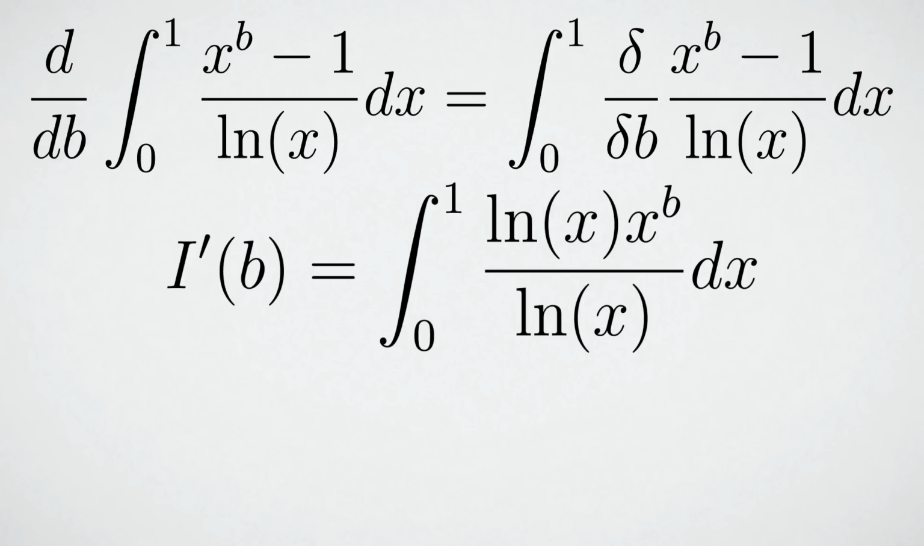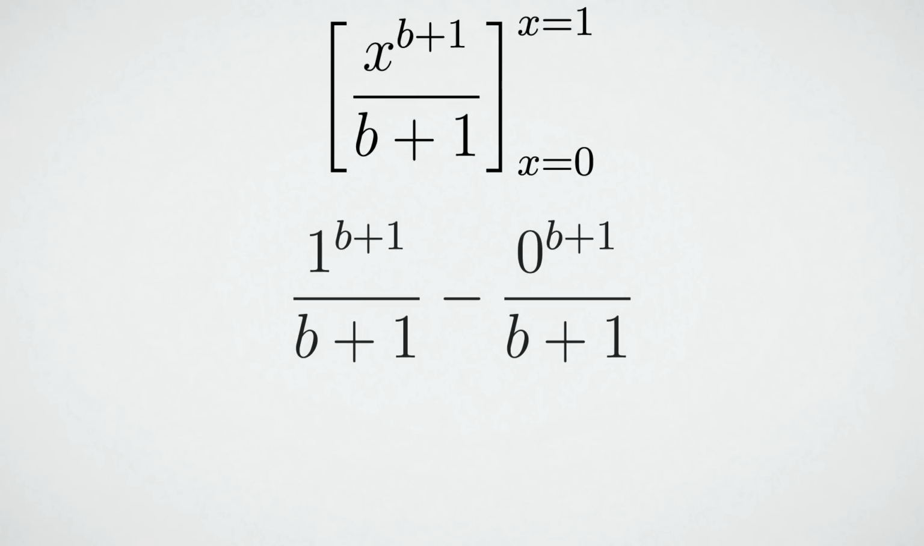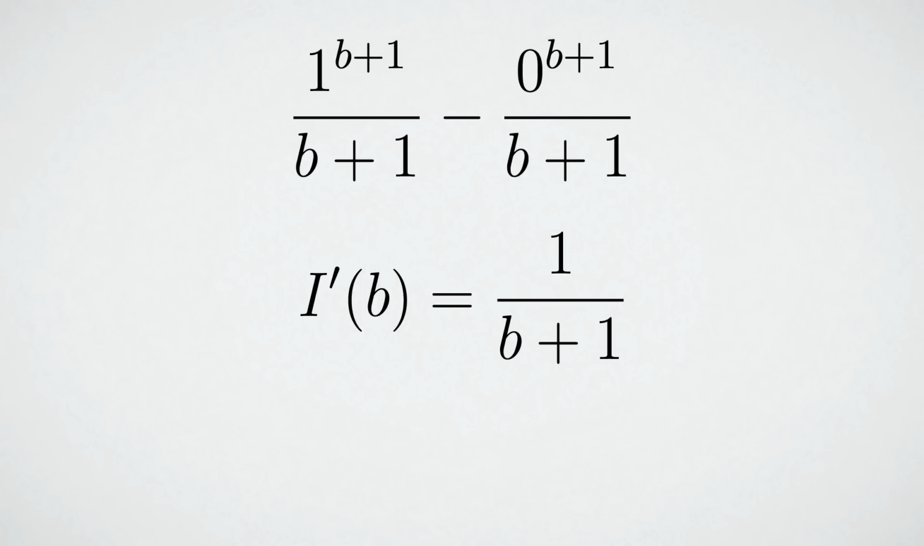So if b is some constant, this is literally just the power rule, and we get x to the power of b plus 1 over b plus 1 from x equals 0 to x equals 1. Now all we have to do is plug in our limits and we get 1 over b plus 1, because the numerator here is just 1, and then subtract 0 because everything here drops out. So now we have I prime of b equals 1 over b plus 1. Doesn't answer our question though.